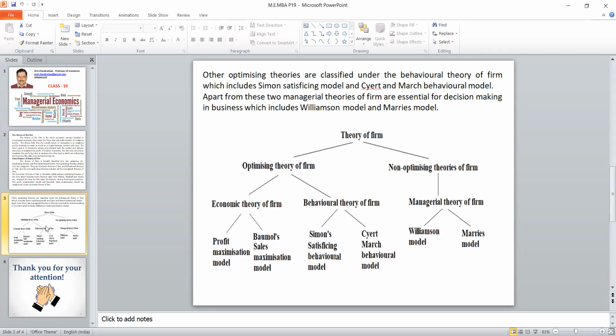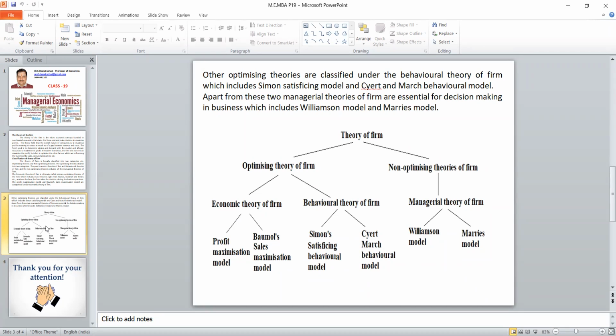One is the profit maximization model. The second one is the sales maximization model. There are many other theories available, but our syllabus is not covering that because it is related with microeconomics and macroeconomics. But our syllabus is managerial, so we have included only the economic theory of firm, the two models only. Then for your sake, I am continuing with that.